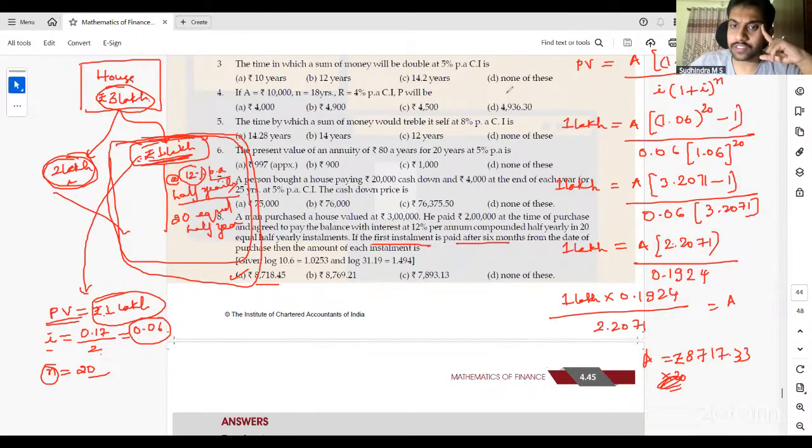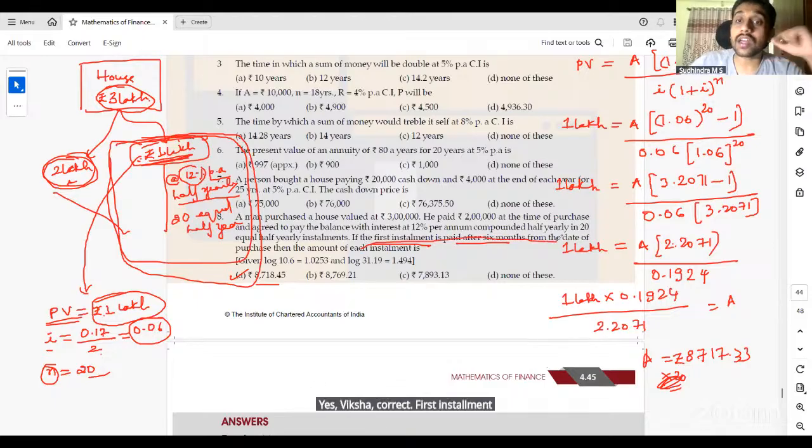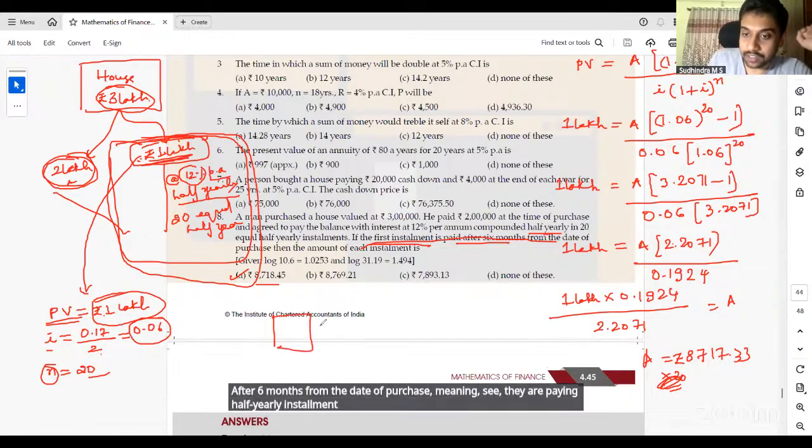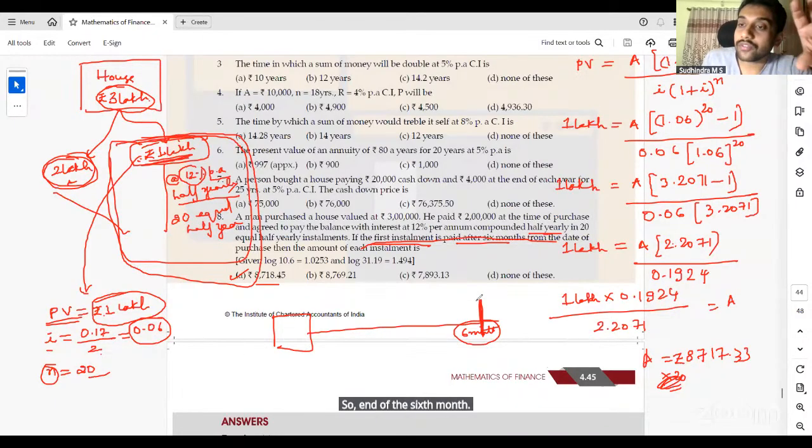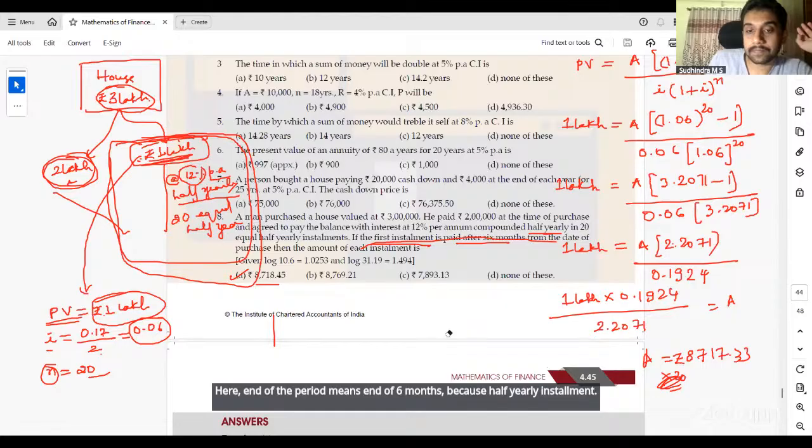Yes, Viksha, correct. The first installment is paid 6 months after the date of purchase. Meaning, they are paying half yearly installments. Today, if I purchase, my first installment starts at the end of the first 6 months, and every 6 months thereafter. So end of the period means end of 6 months, because they are half yearly installments.